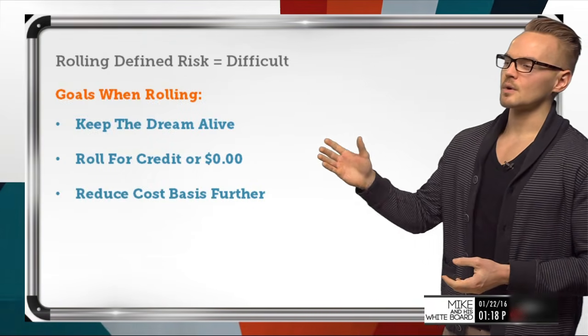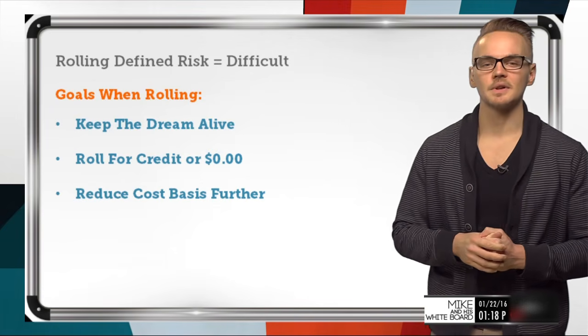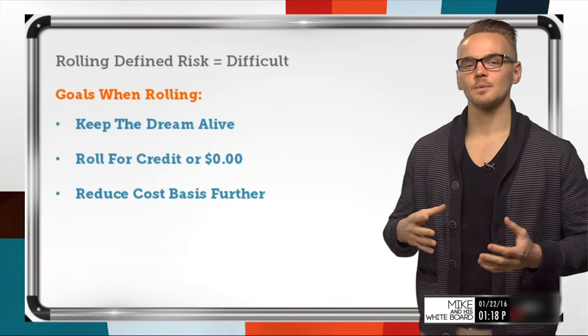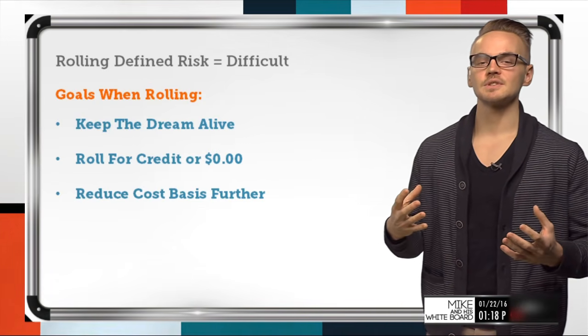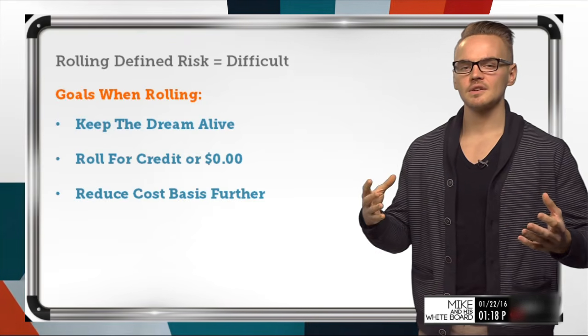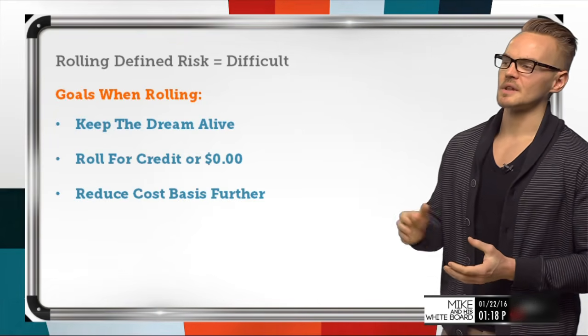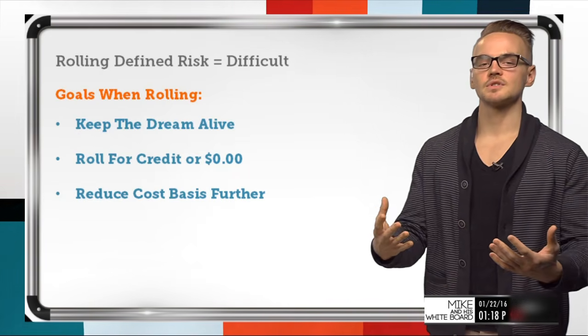So when we're rolling, we have a few goals. So the number one goal is to keep the dream alive. And what I mean by that, and what you might hear, is that we're keeping the dream alive, we're rolling for duration, we're having the same assumption, and basically we're letting ourselves have more time to be correct on the trade. So keeping the dream alive is really just referring to extending duration and allowing ourselves to hopefully be right in the long run.